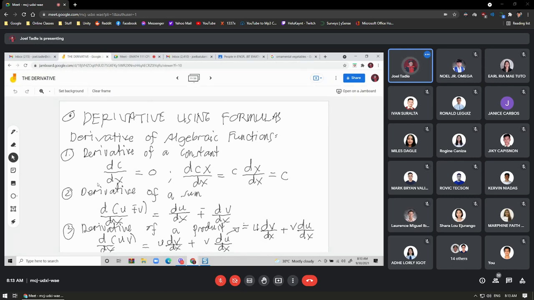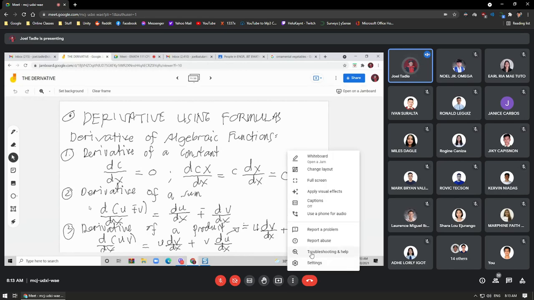Then if we have a constant and a variable, then we are asked to differentiate it. We have to move the constant outside, then differentiate the variable. So we have here c dx over dx. Then dx over dx is 1, so the answer is the constant. So if we have 5x, derivative of 5x is 5.